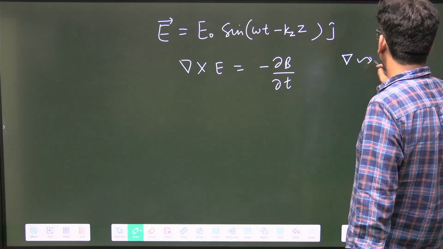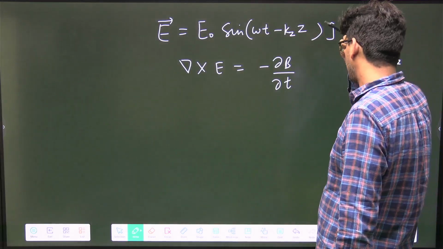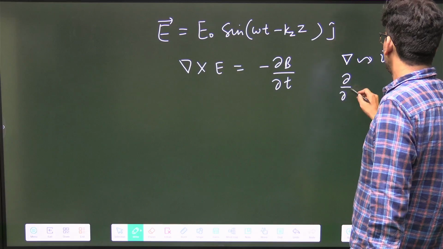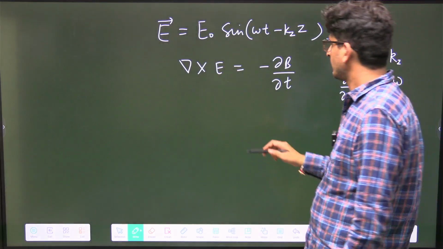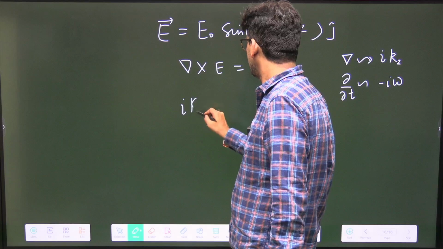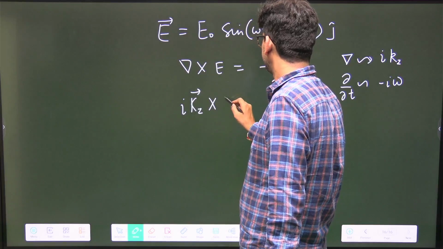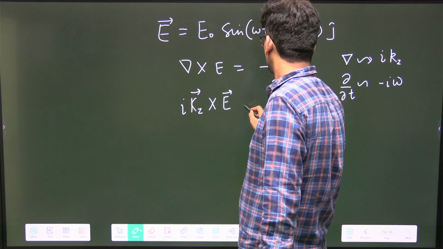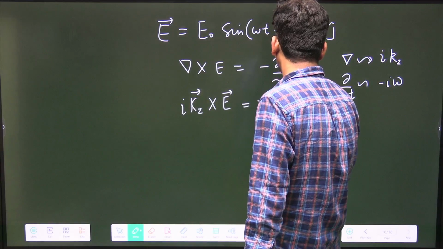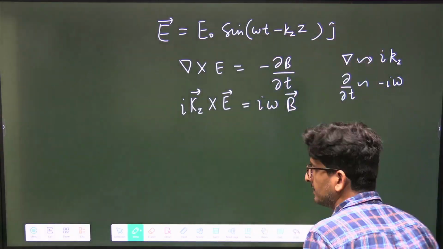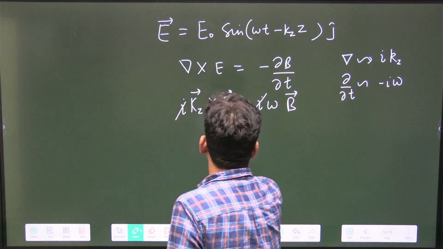So let us write it in Fourier space. Del will become i k z because of the propagation, and del by del t will become minus i omega. So it will become i k z cross E is equal to i omega B vector. So this will cancel.